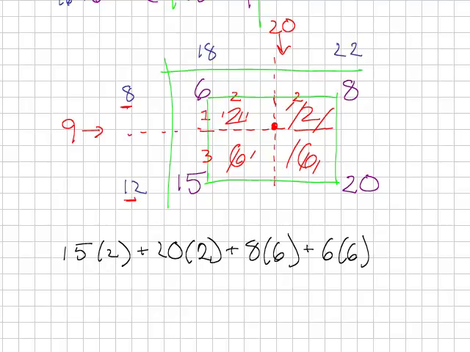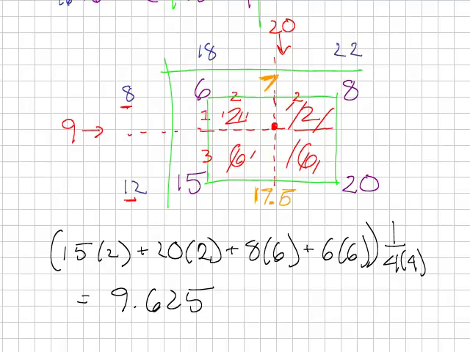Now we need to normalize that whole thing, so we're going to divide by the area of the whole thing. The whole side is 3 plus 1 is 4, 2 plus 2 is 4. So we divide that whole thing by 1 over 4 times 4. And that gives the value for the interior point. If you do the math, that's 9.625.